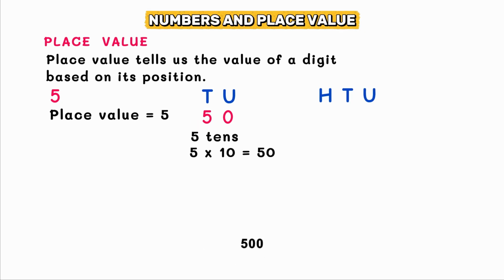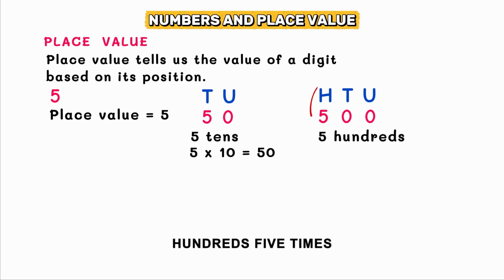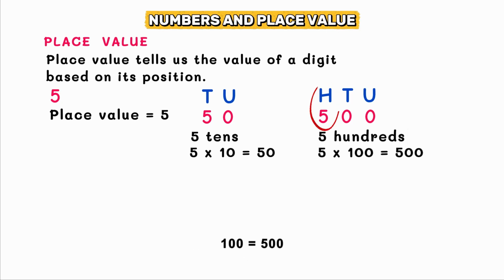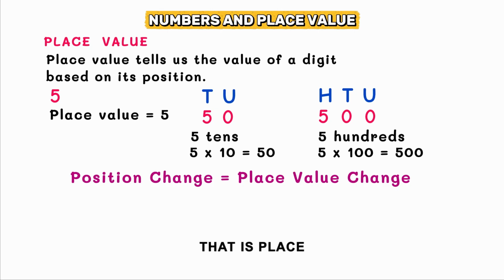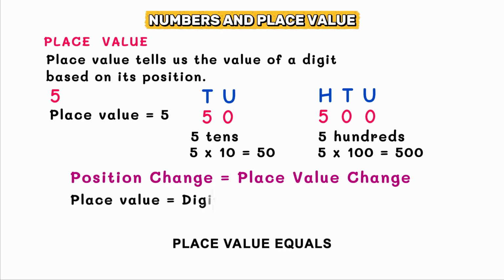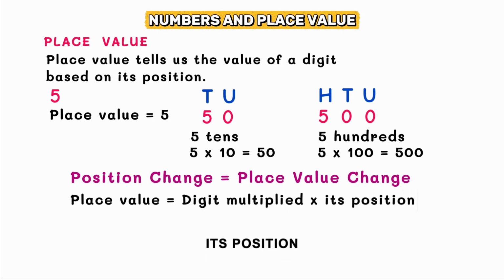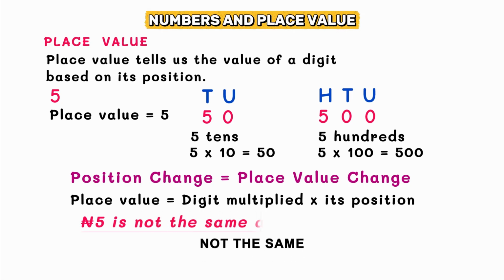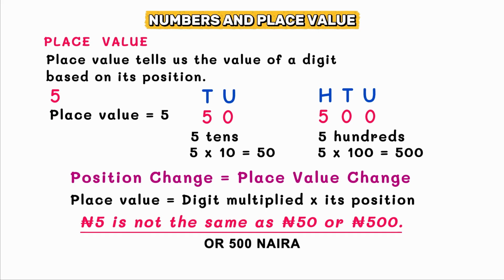Now look at 500. Is it still 5? No, it is 5 hundreds. 5 times 100 equals 500. What then changed? The position changed. That is place value. Place value equals digit multiplied by its position. That is why 5 naira is not the same as 50 naira or 500 naira.